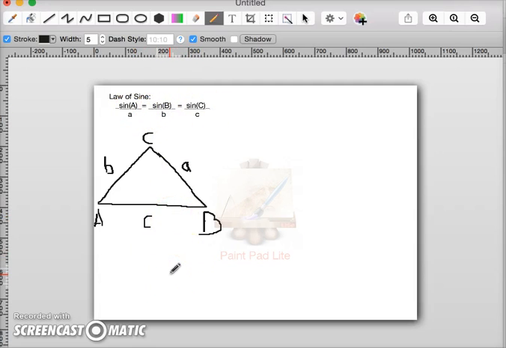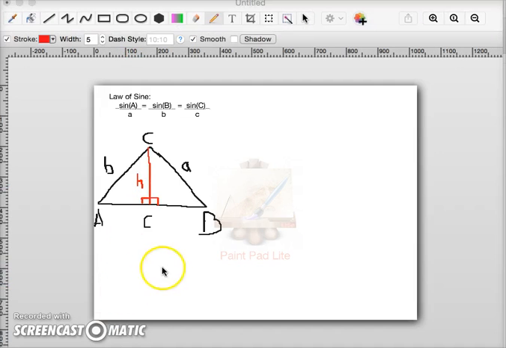What we're going to learn today is how to prove the law of sine. To start off, we're going to draw an altitude from angle C, or from point C, to the segment AB. So we have a right angle here, and I'm just going to label this segment H. Next we're going to find the sine of angle B.